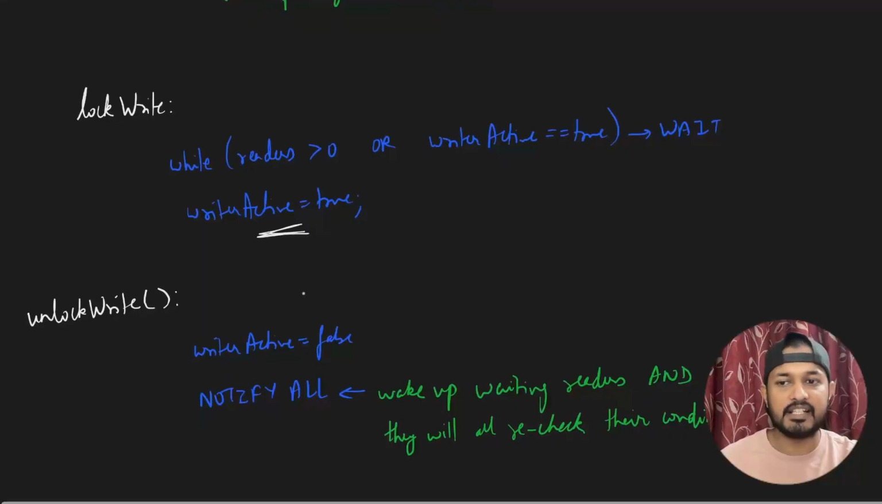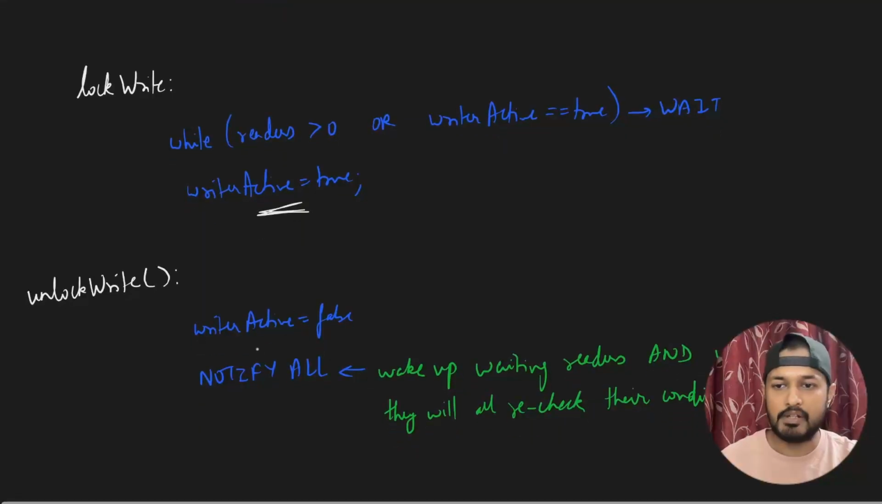While unlocking the lock, what will it do? It will go ahead, set the writer active flag to false and notify all. Why will it do notify all? It will wake up all the waiting readers and writers. They will again go ahead and recheck the conditions, and whether they want to read or write, they will decide. Correct?